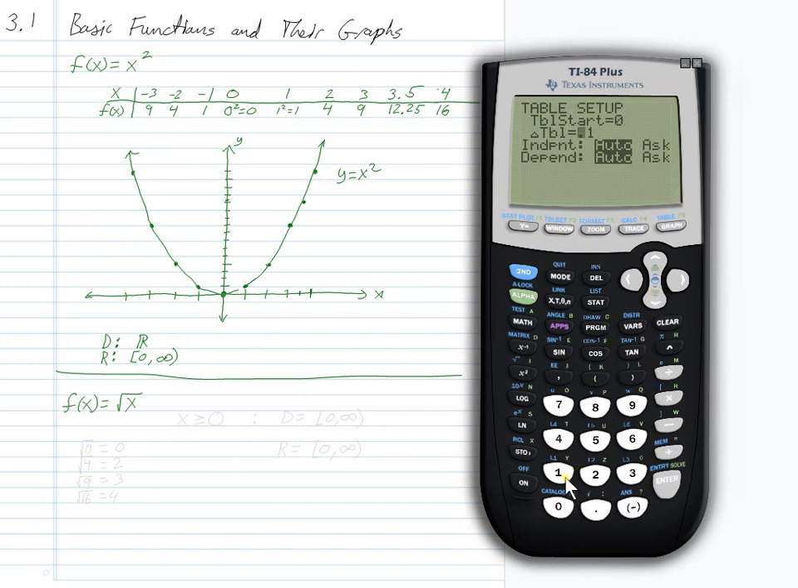Again, we would like to know what type of x values we can plug in, and we've already discussed the square root. We know that x cannot be less than 0. So our domain is 0 to infinity.